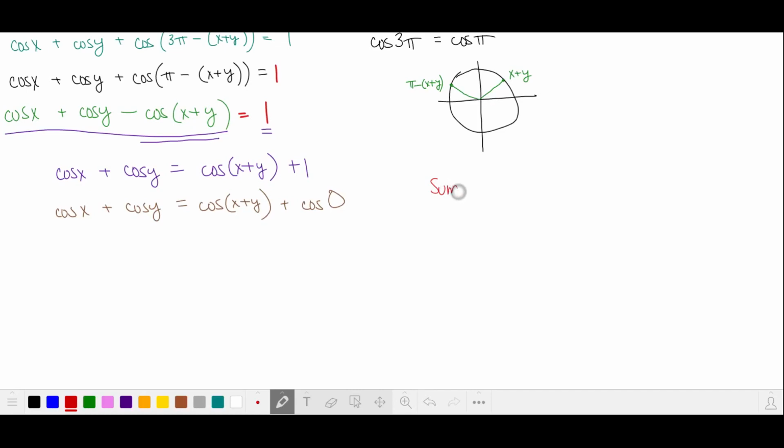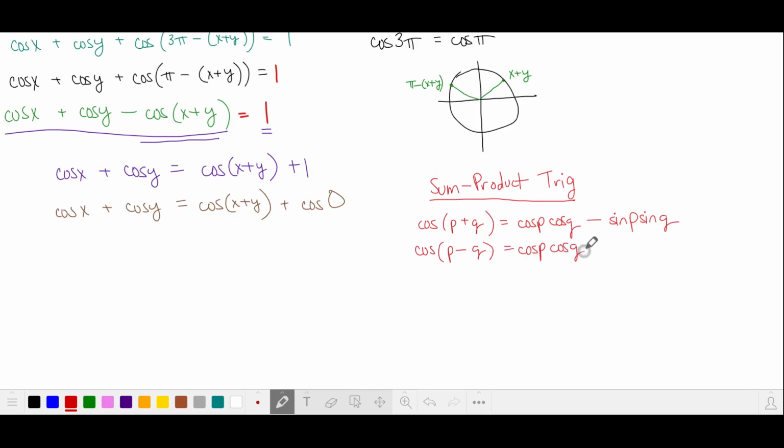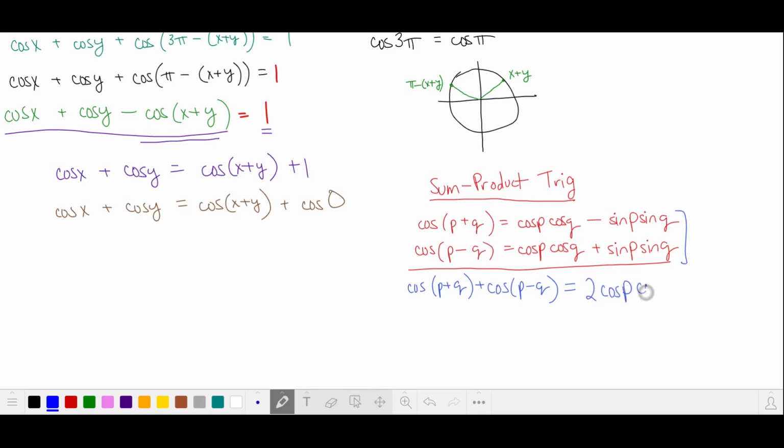Now I'm going to use a sum-product trig formula that's easy to derive. We'll start with the cosine sum formula. That's cosine cosine minus sine sine, and the difference formula, cosine cosine plus sine sine. We'll add these two equations. These terms cancel, and on the right-hand side, we have 2 times the cosine of p times the cosine of q. Now let's let alpha be p plus q, and beta is p minus q. Alpha plus beta gives us 2p, and alpha minus beta gives us 2q.